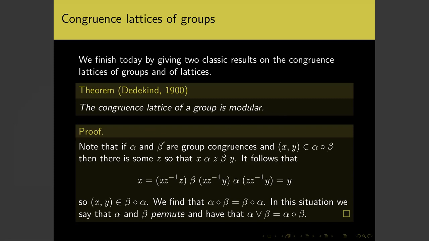So first, note that if alpha and beta are group congruences, then if I have a pair xy in the relative product of alpha and beta, by definition, there's some z in my collection of group elements so that x is related to z by alpha and z is related to y by beta. That's just the definition.